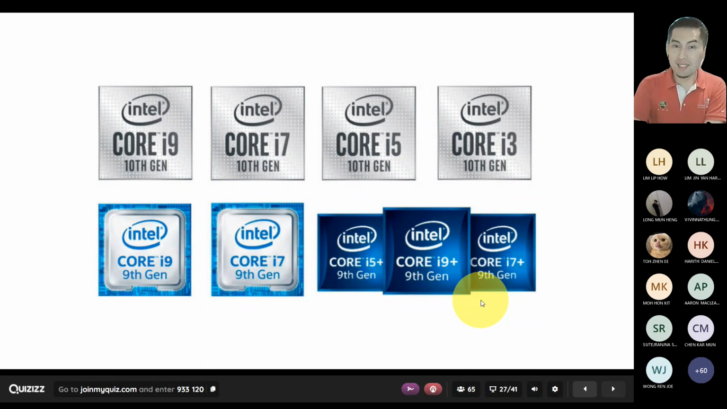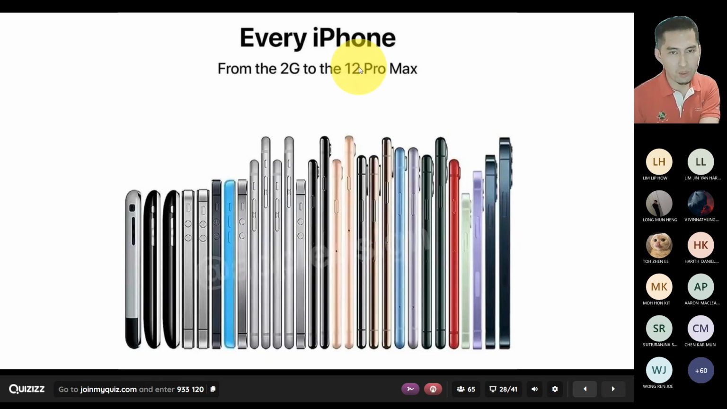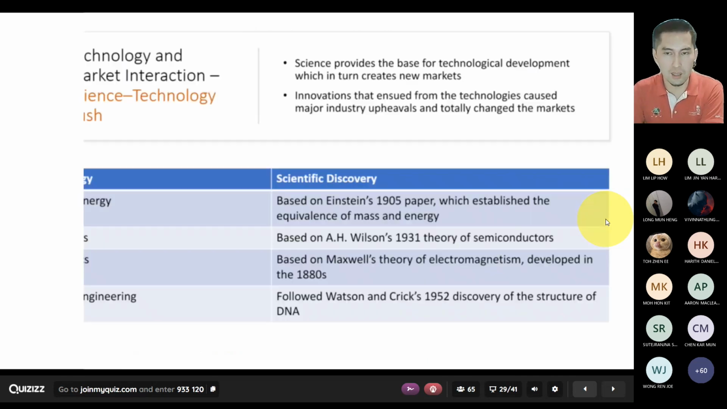Another example is Intel processors. They even call it by generation now because they don't want to bother coming up with so many numbers and different names. Even though there are i3, i5, i7 and i9, each of them has a generation they have gone through as well. Earlier, they had all gone through the 9th generation. Now they're at the 10th generation, for example. Every iPhone from the 2G all the way to the 12 Pro Max, and now we have the 13 Pro as well. That is where generations of technology have taken place, in terms of what the technology can do.